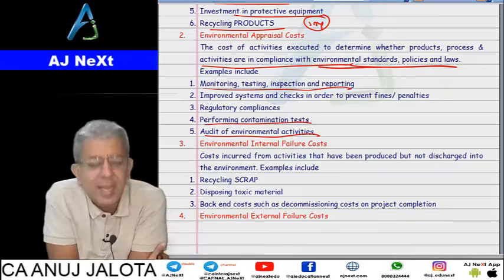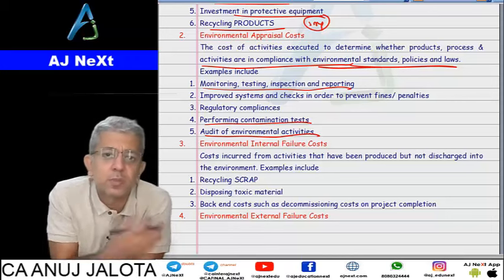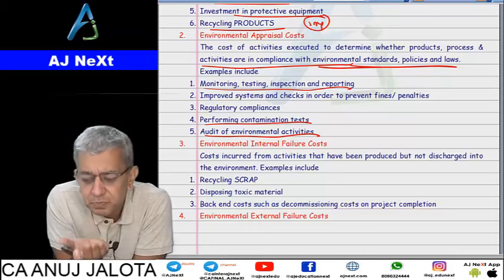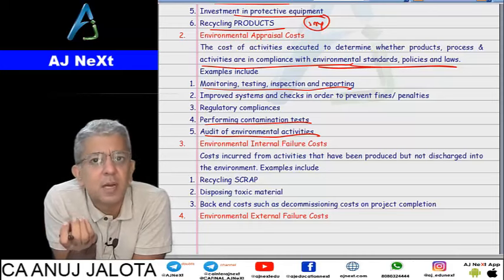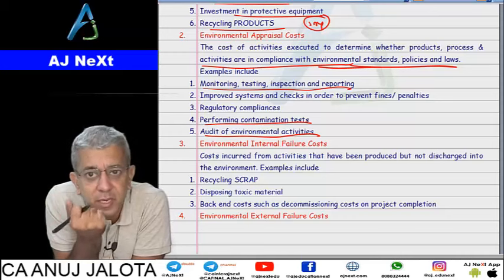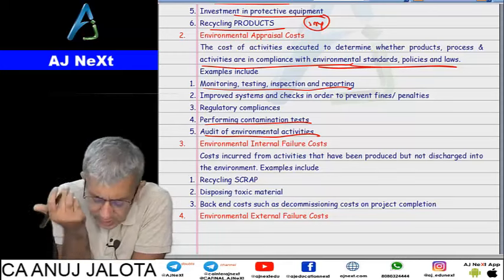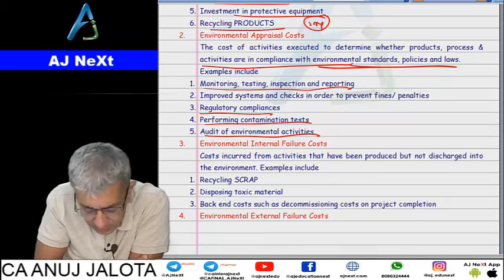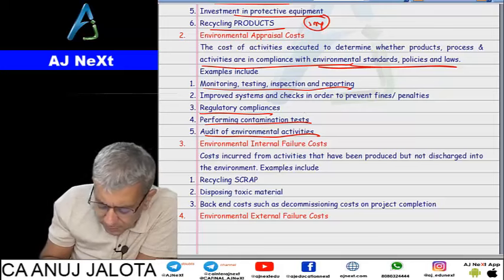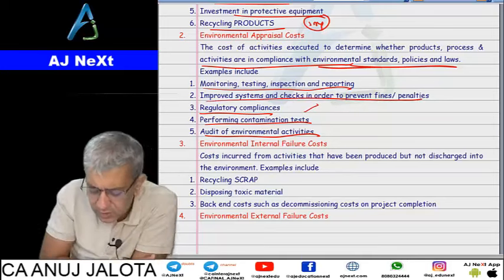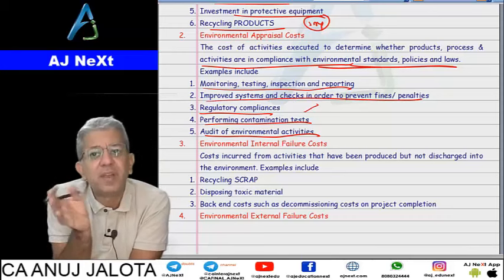Performing the contamination test. Suppose you did some activity, and in that some amount of waste went into the river. You wanted to find out how much harmful effect it had. So you perform a contamination test. Then all the regulatory compliances that are there. For example, making a reporting statement and so on, and improving systems and checks in order to prevent fines and penalties.